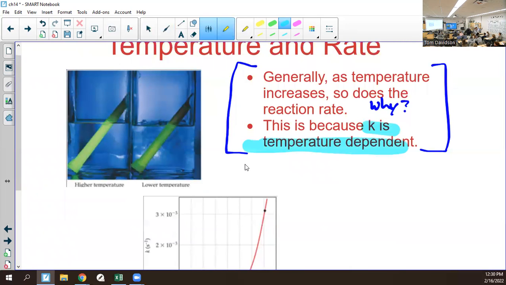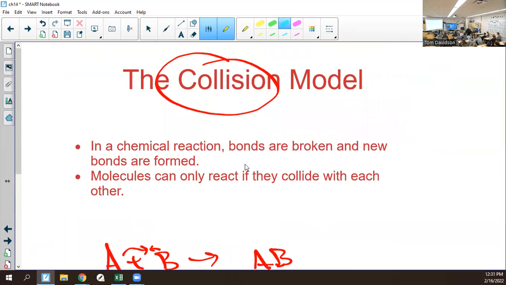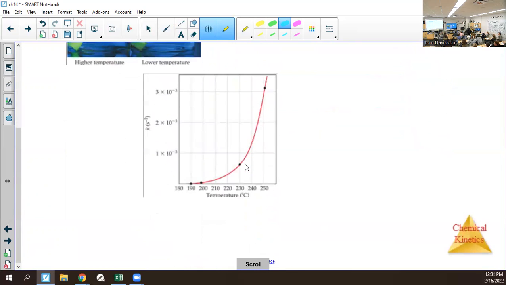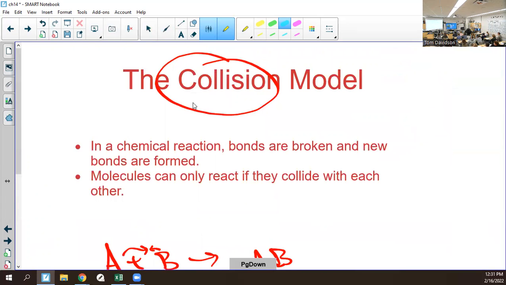K is temperature dependent. All right, it also has to do with the faster things are moving, the more particles have the energy needed for a reaction to happen. You with me? Okay. All right, that was easy. Let's see this graph. All this is showing you is as temperature increases, the number of particles with the high energy increases. So the reaction's more likely to happen.